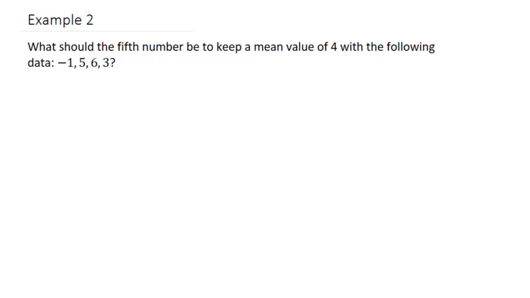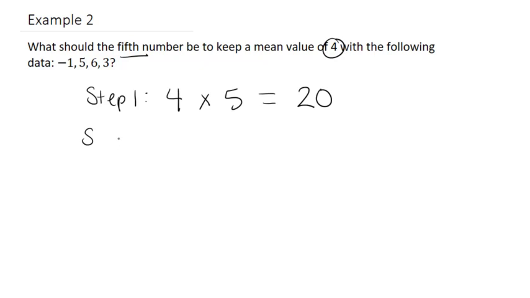Example 2. What should the fifth number be to keep a mean value of 4? So our step 1, we have a mean value of 4, and we have 5 numbers. So we're going to go ahead and multiply, and we're going to get 20. Step 2 is to add up the 4 numbers together. So 5 plus 6 is 11, plus 3 is 14. Then we'll just subtract that 1, and then we're going to get 13.